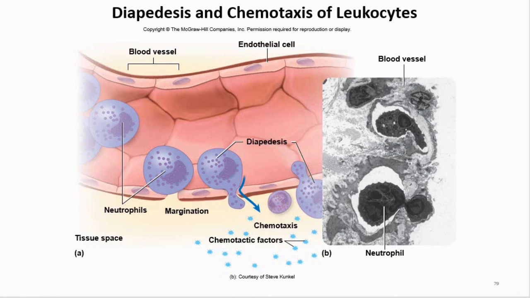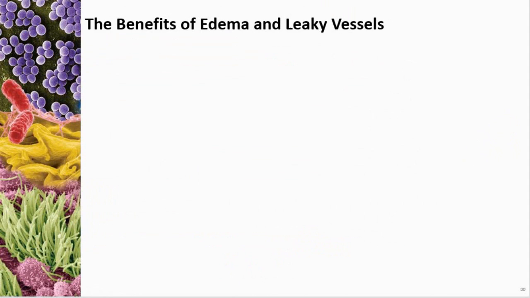And this just shows a picture of really just what the video showed. And this is an actual slide of real white blood cells. So why is it good? Well, obviously we just talked about it, so that the cells can get out of the blood into the area where the infection is. But also apparently it dilutes the toxins that are created by the infection.